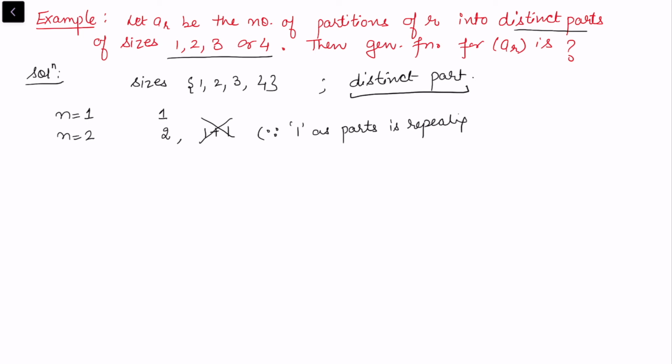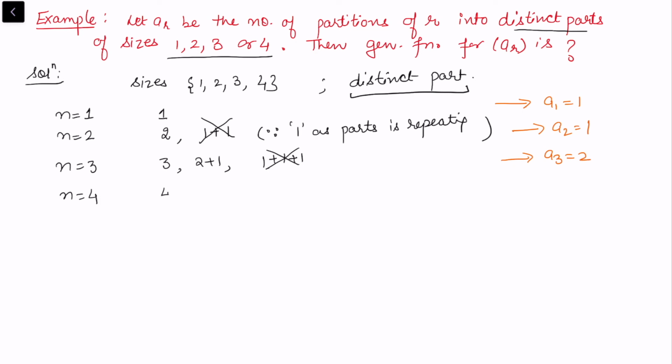Now similarly, when I take n equal to 3, in this case I can take 3, 2 plus 1, and then we cannot take 1 plus 1 plus 1. This is not allowed because of course it is repeating. And in this case, when I construct a sequence, here a1 is equal to 1, in this case a2 is also 1, there is only one relevant partition. In this case a3 is 2.